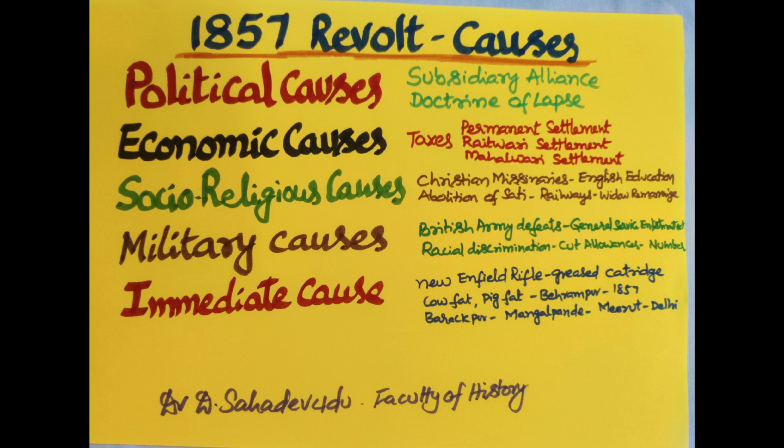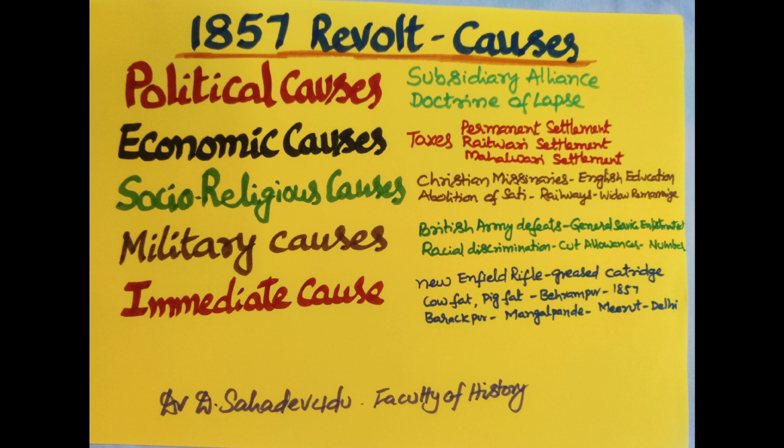The immediate cause. The introduction of the new Enfield rifle and the greased cartridge, which was made with cow fat or pig fat, hurt the feelings of Indian sepoys. In January 1857, the cartridges that Indian sepoys had to bite at the end before use were greased with the fat of cows and pigs. Both Hindus and Muslims regarded this as a deliberate insult to their religions. This immediate cause led to the outbreak of the 1857 revolt.